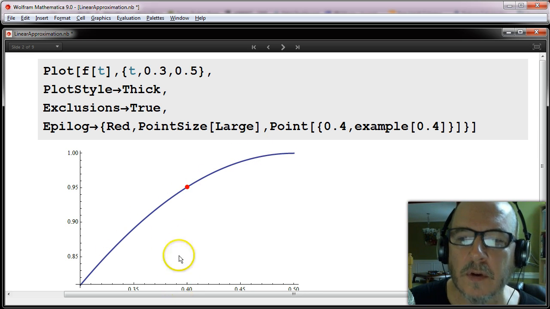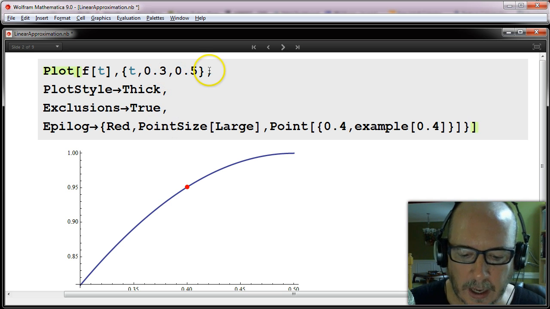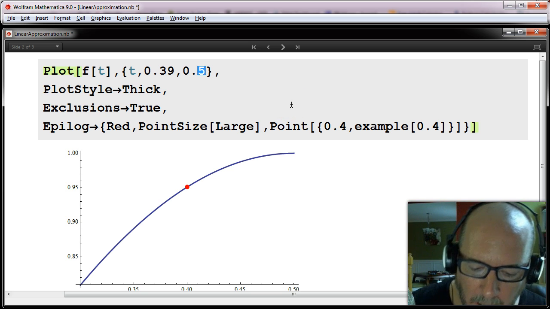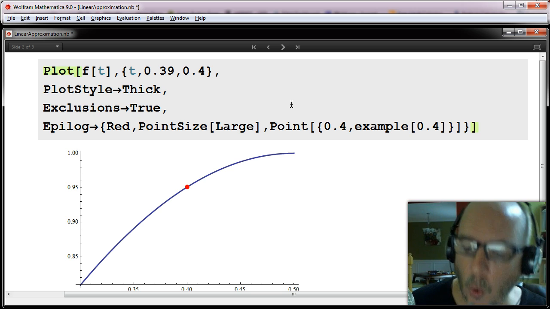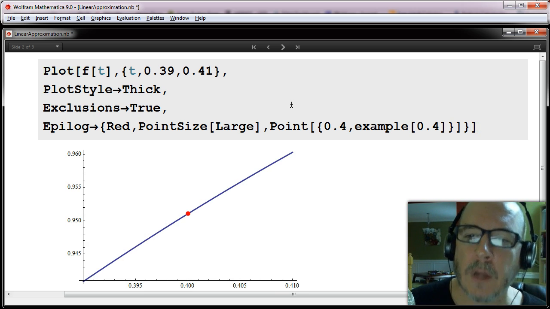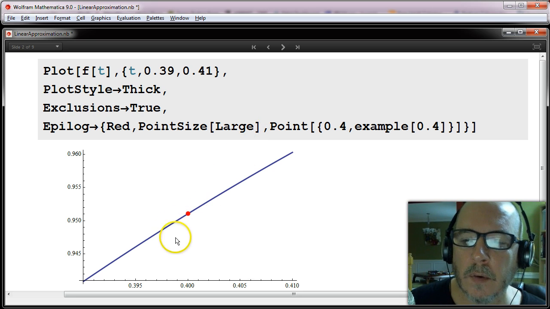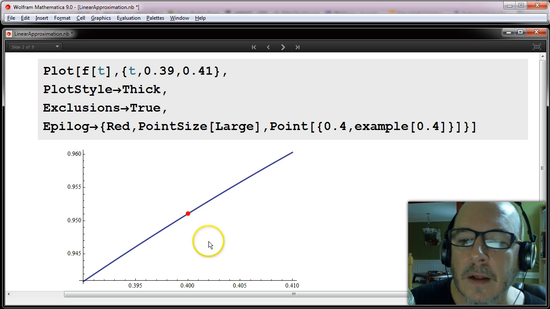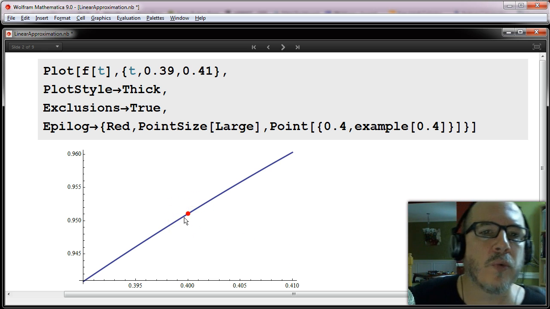Let's zoom in to like 0.39. Of course, much closer is relative, right? That's one of the big ideas behind limits. Now, if you were a microbe and you were only like 0.001 wide, so you lived right in here, you would say that your world was a line.